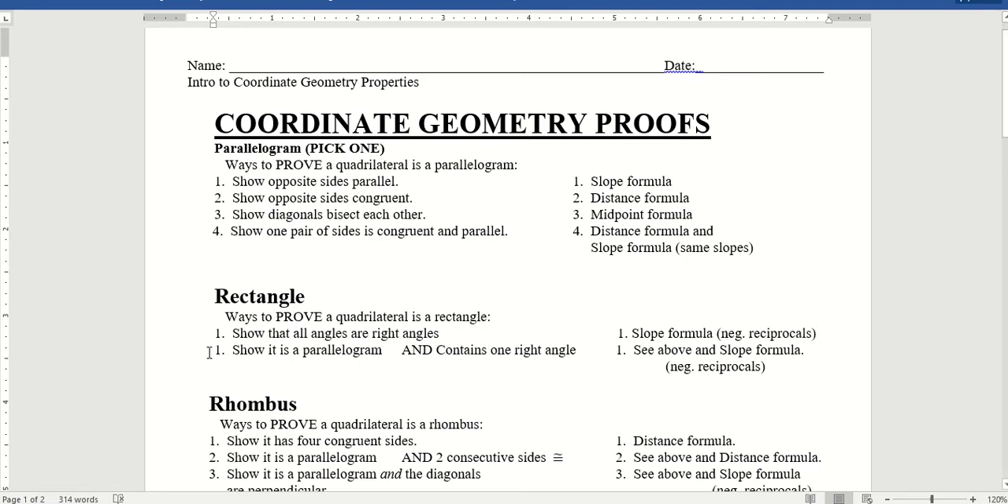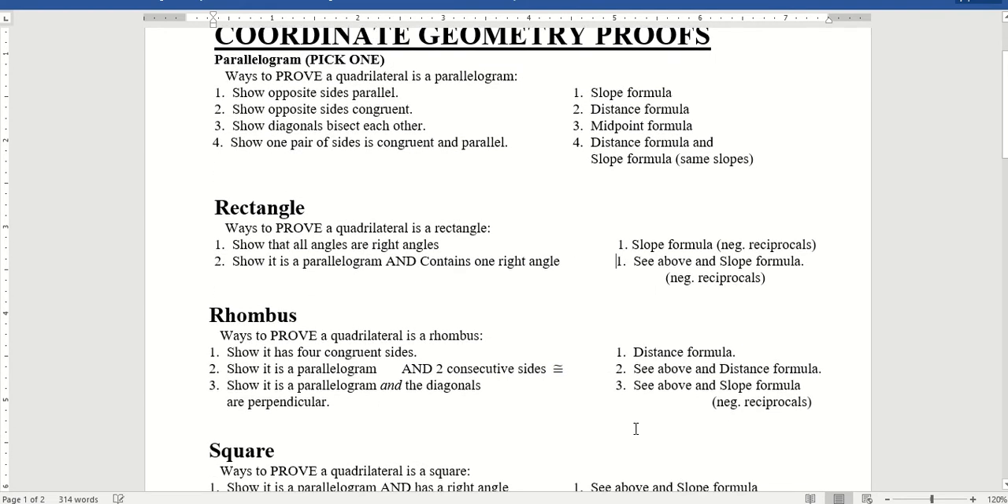The other method is to show it's a parallelogram first, and after we show it's a parallelogram, we're just going to show that it has one right angle. So we just got to get two sides that touch to have opposite reciprocal slopes.